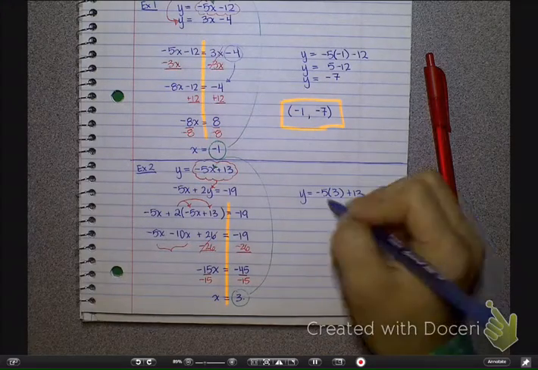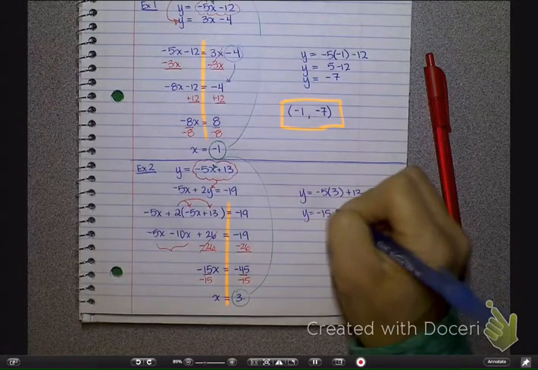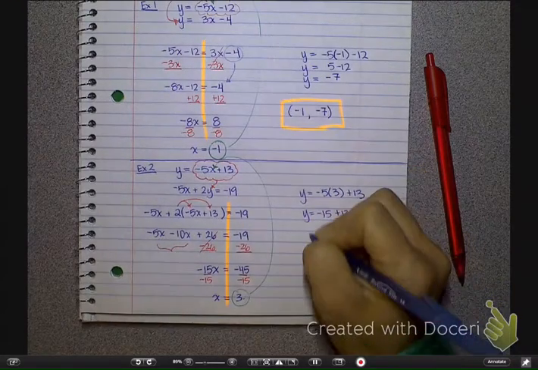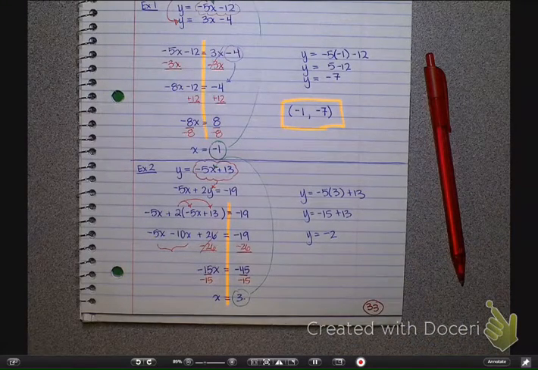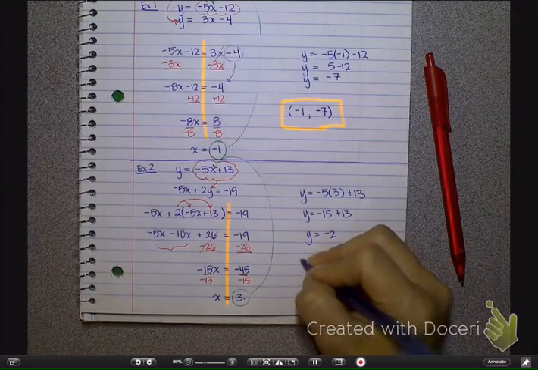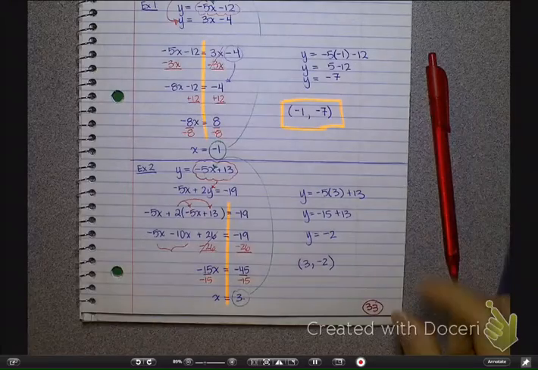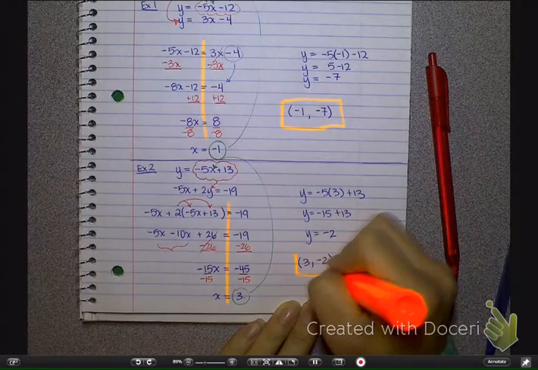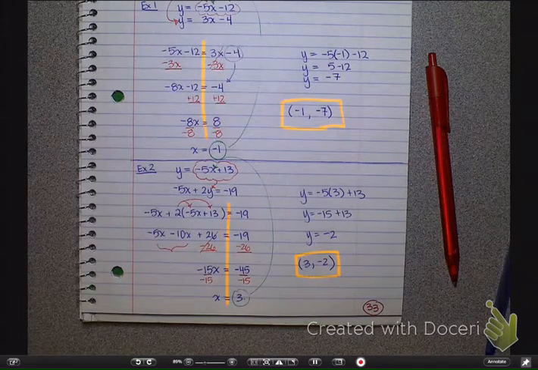So what's negative 5 times 3? Negative 15. It's negative 15 plus 13. Negative 2. Okay, so what is your final answer? 3 comma negative 2. Okay. All right, does that make sense how we did that one?